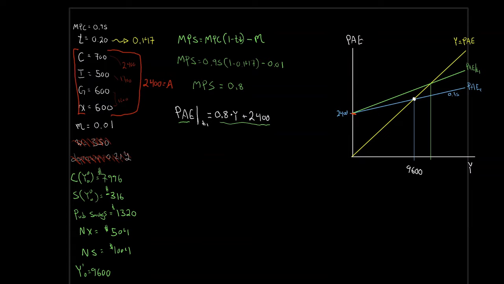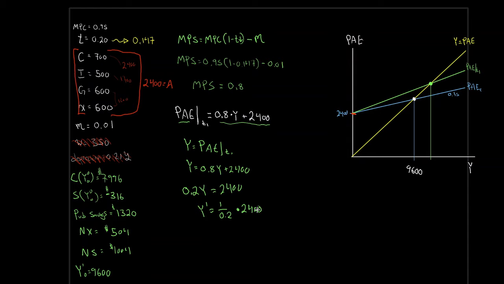So let's go through solving this again. How do we do it? Well, again, our equilibrium situation is when y equals planned aggregate expenditure. So let's set y equal to our planned aggregate expenditure given our new tax rate. So that's y equals 0.8y plus 2,400. Okay, work through our algebraic voodoo to get those y's together, and I get 0.2y equals 2,400. Get that y by itself. That's y prime equals 1 over 0.2 times 2,400.